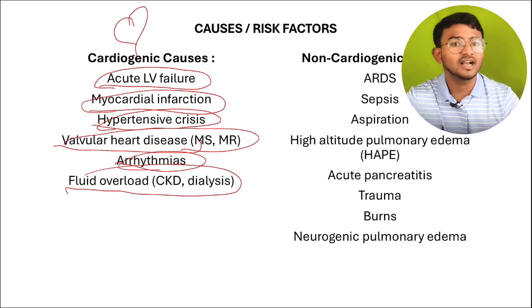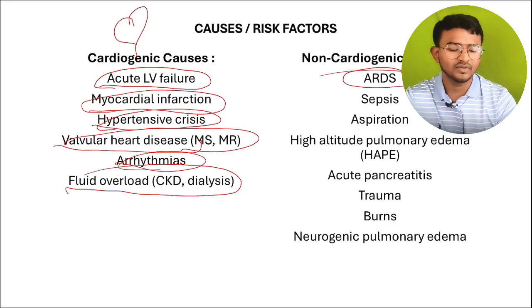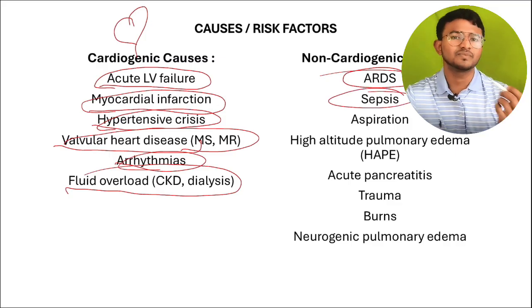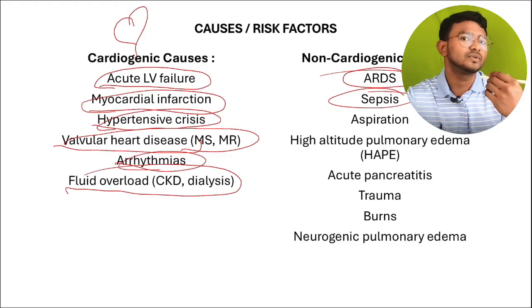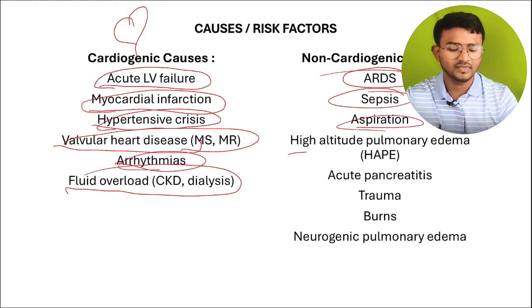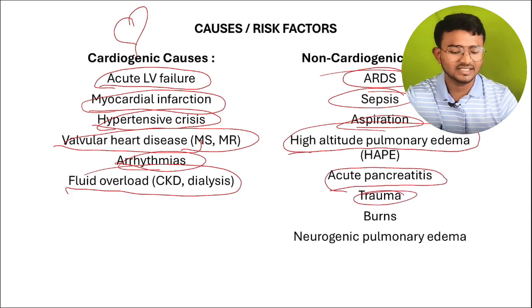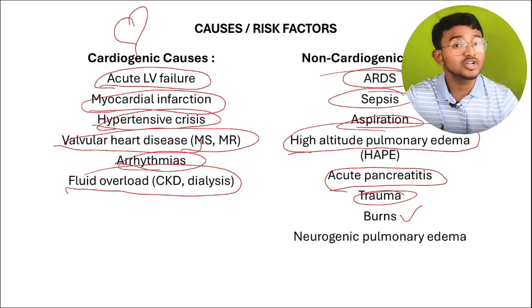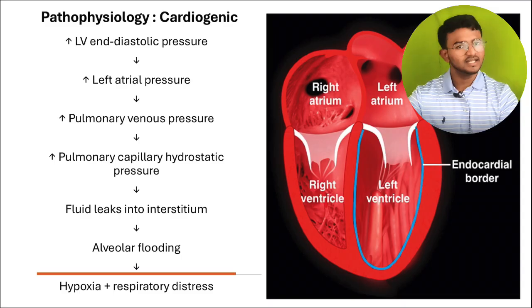Next one, you can see non-cardiogenic causes. Non-cardiogenic causes are related to other factors like acute respiratory distress syndrome, sepsis and aspiration. In alcohol patients, mostly after drinking a large amount of alcohol they will get regurgitation. Because of that, the alcohol will go to the trachea and cause aspiration syndrome. Next one, high altitude pulmonary edema can cause non-cardiogenic pulmonary edema. Next one, acute pancreatitis, trauma and burns, and neurogenic pulmonary edema. So these are the causes and risk factors of pulmonary edema.